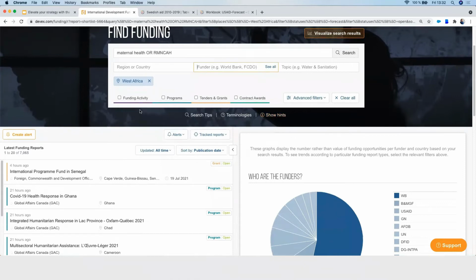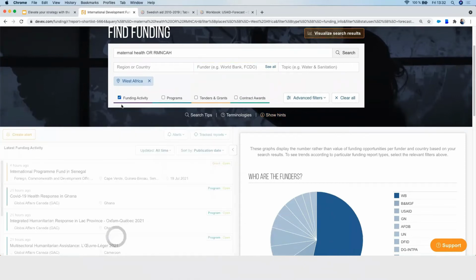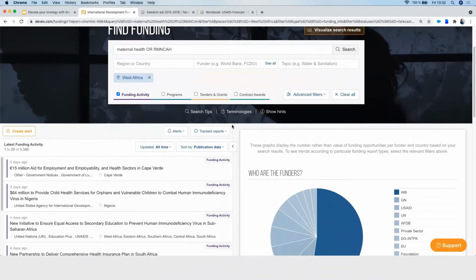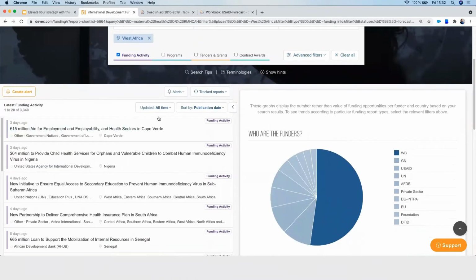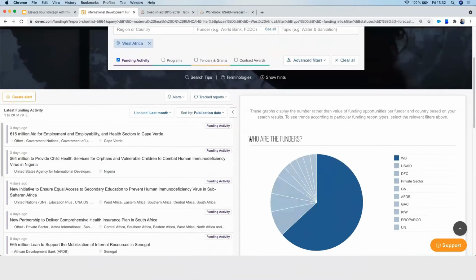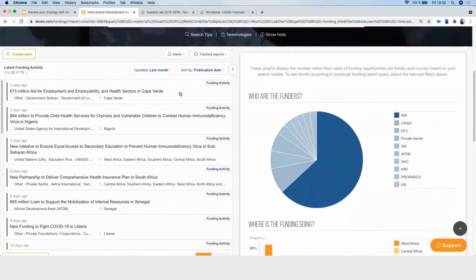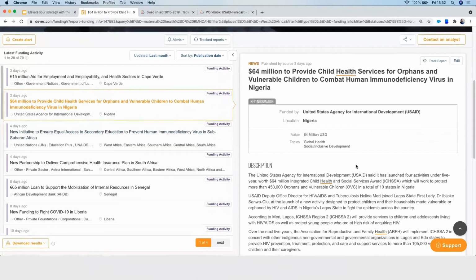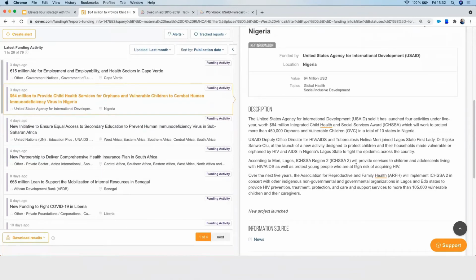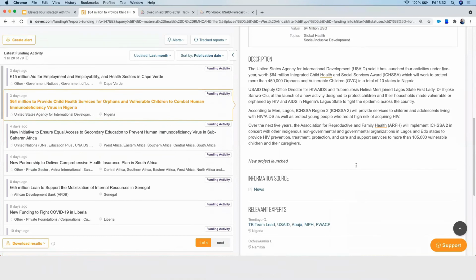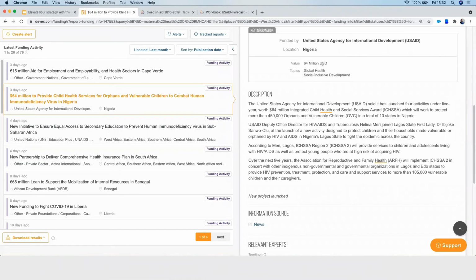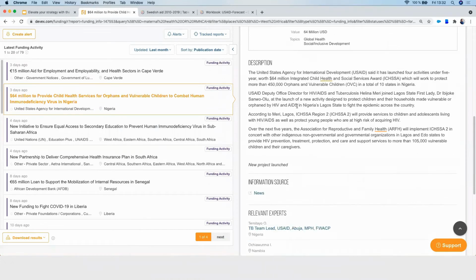And I'm going to start, in this case, with the funding activity feed. And this is where I'll be able to find that early stage information. Perhaps I just want to learn about what's happened in the last month. And I can take a look at some examples. In this case, being a new project launched by USAID. This is in Nigeria, rather large, again, for $64 million US. And you find some initial information about this.